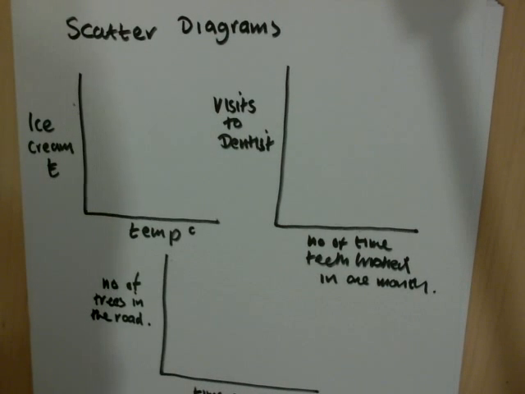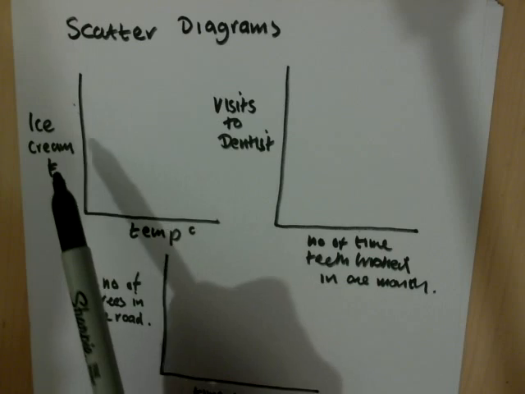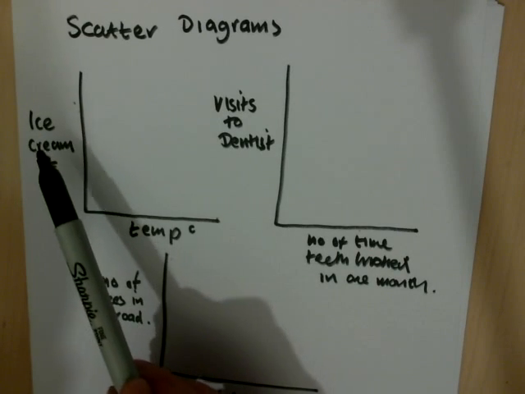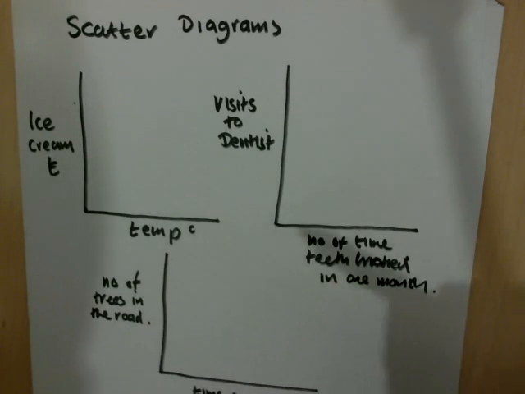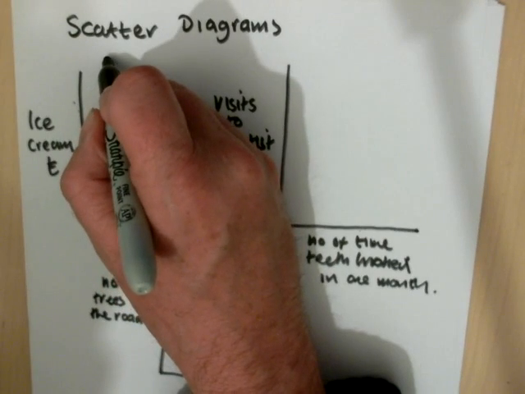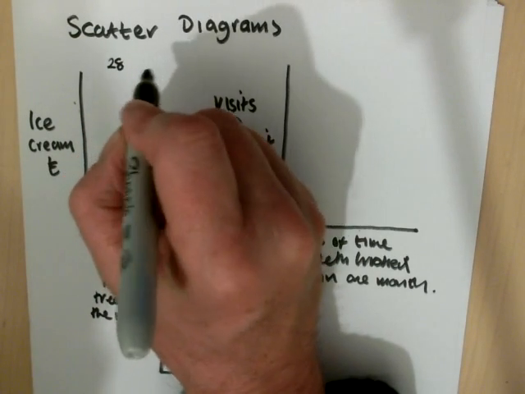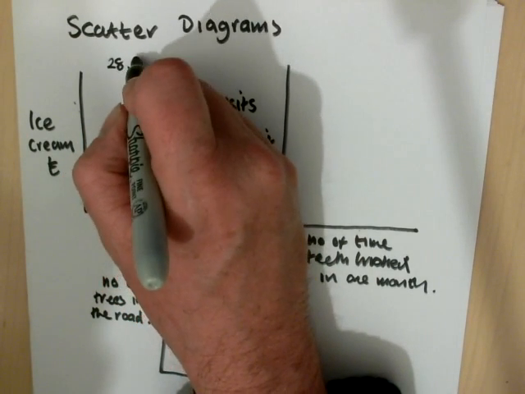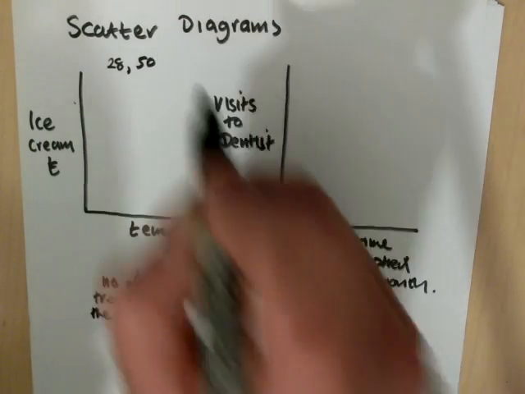So this is a brief introduction to scatter diagrams and correlation. Now, with scatter diagrams, we look at bits of information that come like coordinates. So, for example, we might record the temperature on a certain day and the amount of ice cream sold by an ice cream seller. So we might, for example, have a temperature of 28 on a hot day, and they might have sold, say, £50 worth of ice creams.